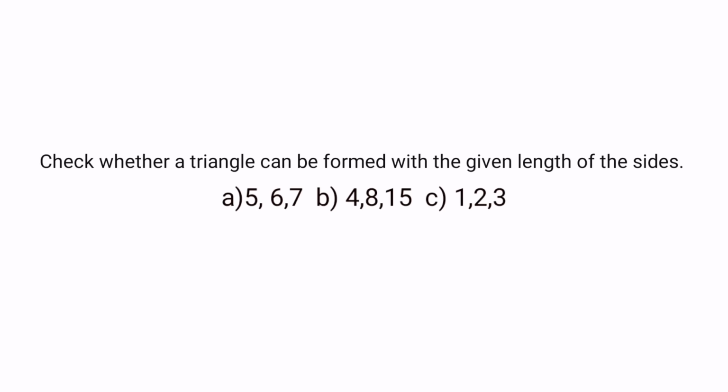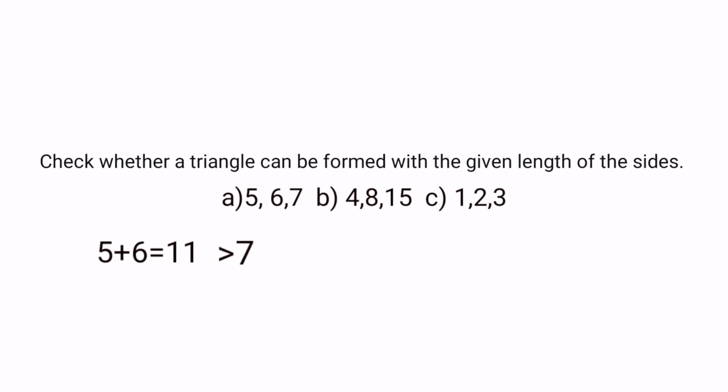So consider the first option. Here first option is 5, 6, 7. Here the smaller sides are 5 and 6. So just take the sum of 5 and 6. It will be 11. We know that 11 is greater than 7. That is 11 is greater than the third side. So with these values we can construct a triangle. So to construct a triangle, the sum of any two sides must be greater than the third side.